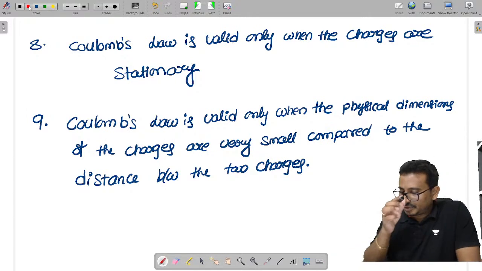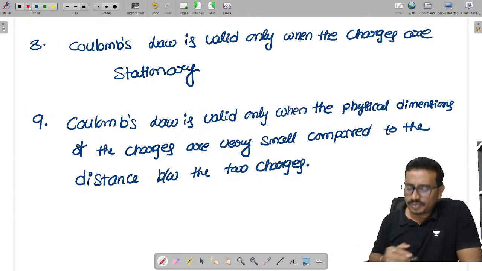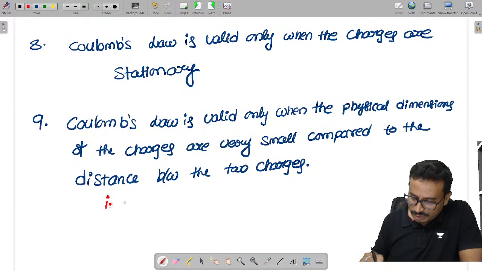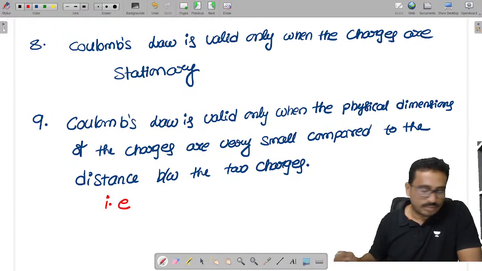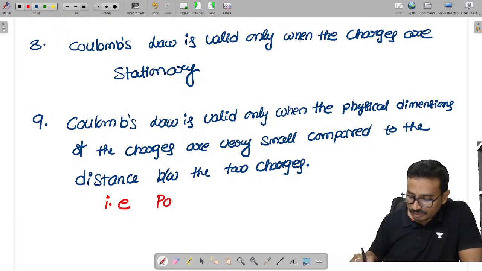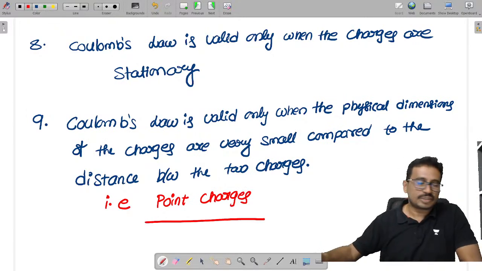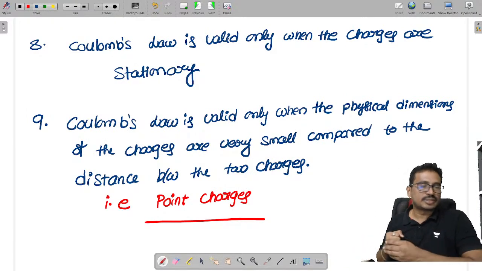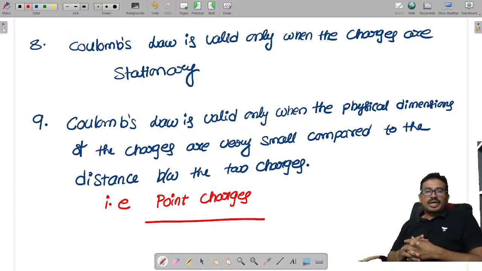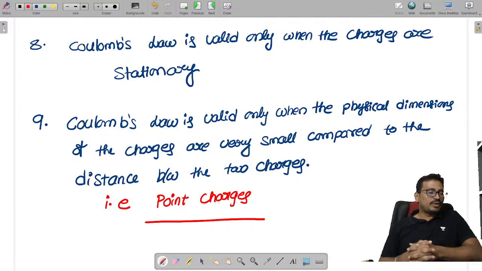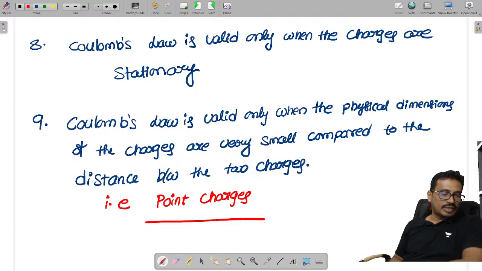What is the meaning of this? Physical dimensions are very small. That is, what type of charges must they be? Point charges. Charges must be point charges. Only then will Coulomb's law be applicable. If not, Coulomb's law is not valid.